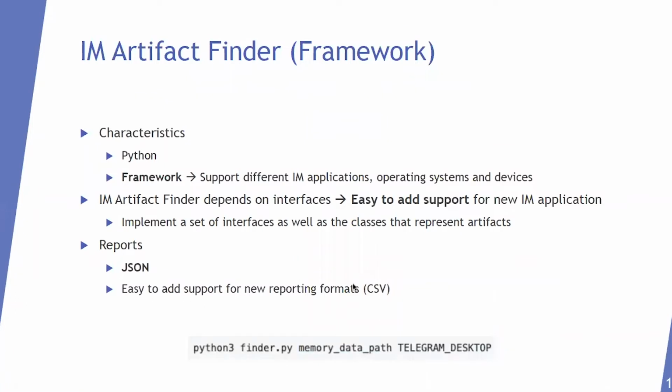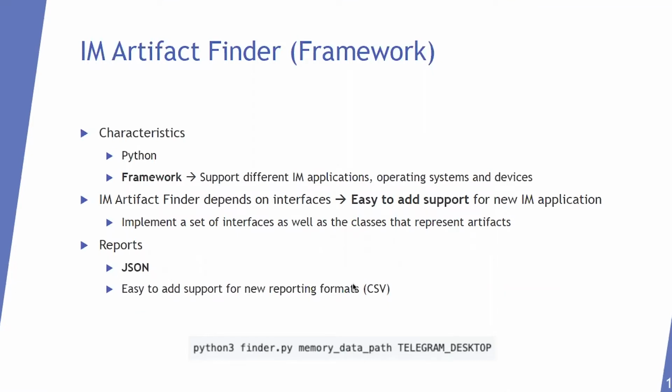IM Artifact Finder is a Python tool that has been designed as a framework so that it can support different instant messaging applications, different operating systems, and different devices. IM Artifact Finder depends on interfaces and because of that, it is easy to add support for a new instant messaging application. To do that, a set of interfaces must be implemented, as well as the classes that represent the artifacts in the application being supported.